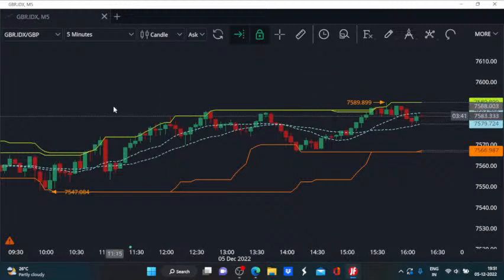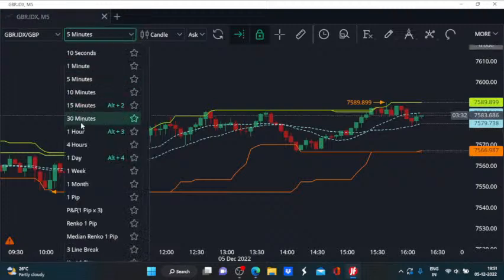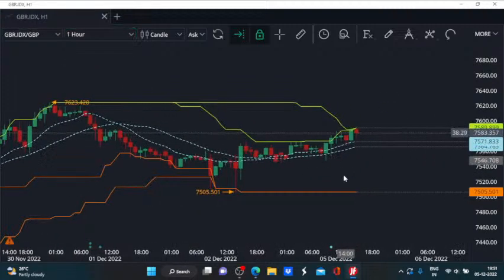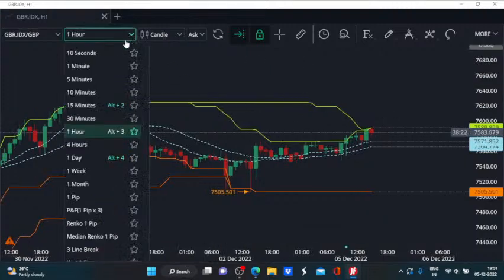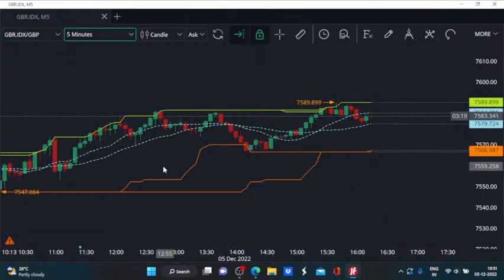FTSE 100, as it is showing the best price trajectory of all equity indices with the bullish tendency. If we look at its hourly chart, it is holding well above the last 24 as well as the 12-hour moving average price. So all these factors are making it a strong favorite for the buy trade.